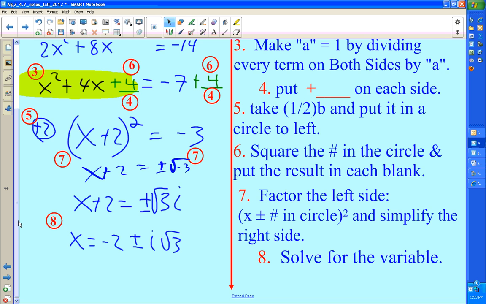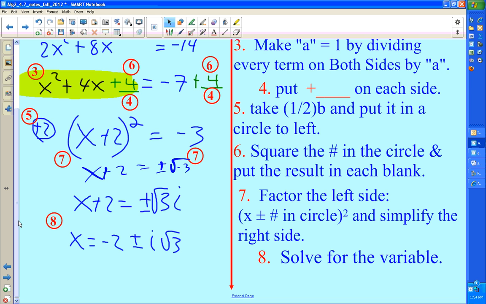-3 under a radical becomes the square root of 3 times i. We subtract 2, and we get -2 plus or minus i root 3. Or if you want the i after the radical, just make sure it's not underneath the radical. I'm flexible either way with that, but if it looks to me at all like the i is with the 3, that's where I'll mark you down. So you've got to be very meticulous about that.